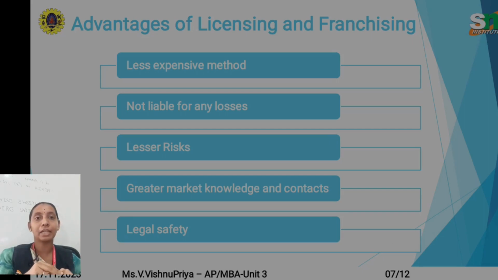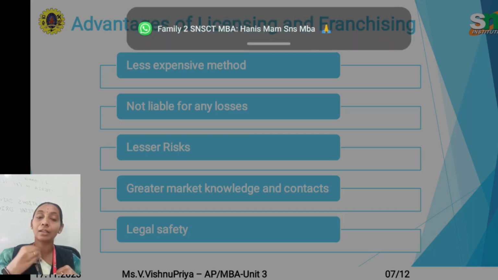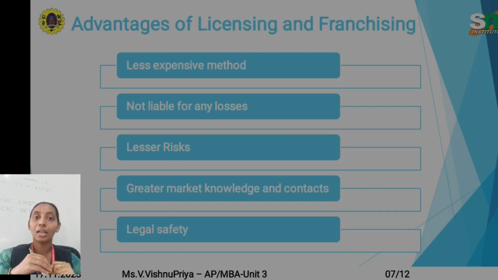Next, greater market knowledge and contacts. KFC and McDonald's run internationally, so they have great market knowledge and good contacts, and they can circulate whatever they want. And legal safety is very advantageous: if KFC is certified in everything, you can start their franchise, with the same quality and quantity standards, everything certified. So this is the legal safety.